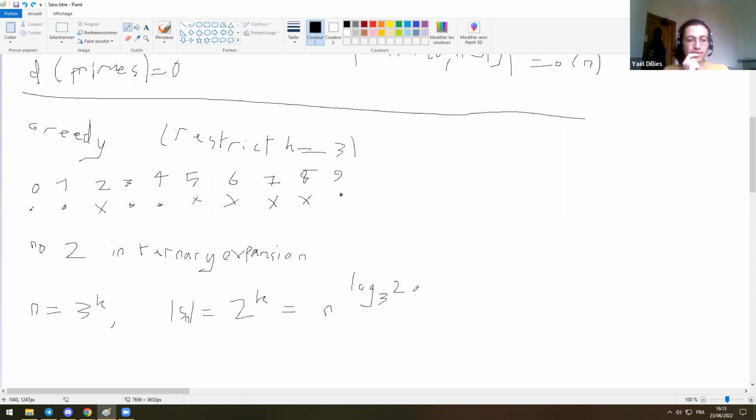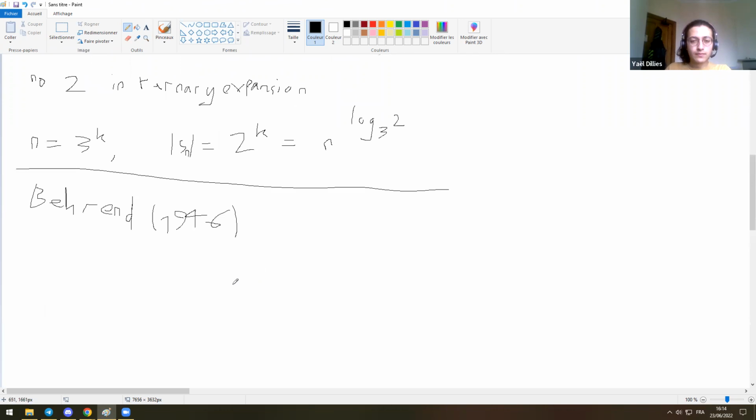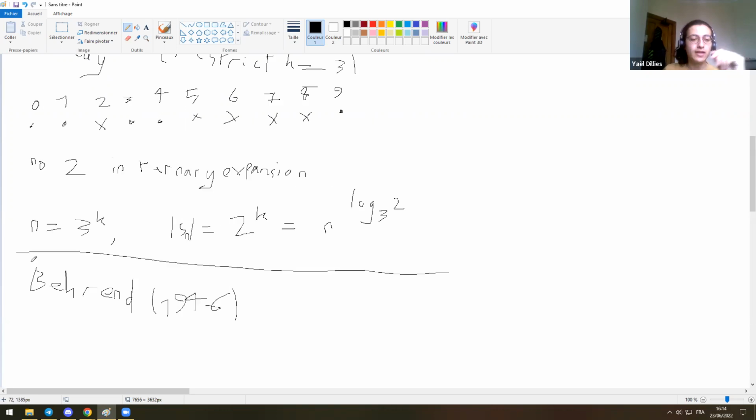So can we do better? And the answer is yes. And this is Behrend's construction. This is 1946, which is quite old when you think about it. So Behrend's construction starts with the idea that to find a set in the naturals which doesn't have arithmetic progressions of length 3, it's enough to find a set in N to the d.